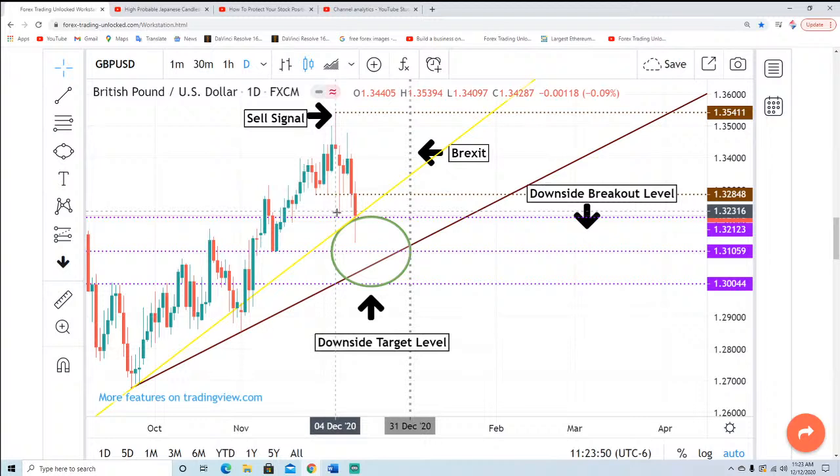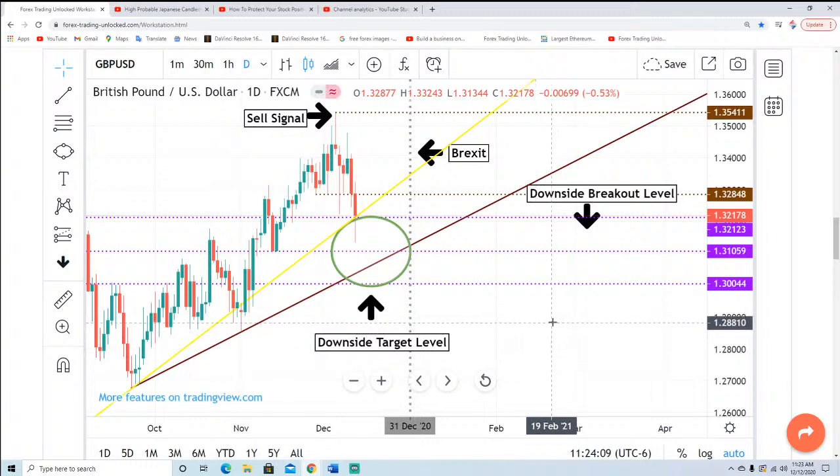Well, here's what it did. It came down, almost hit our target, then it rallied up, made a lower move high, and then as of the next couple sessions from Wednesday into Friday, this close, this market came off a lower move high, made a lower move low, and then settled right on that line. So we know that if you have lower move lows and lower move highs, that's indicative of a downtrend.